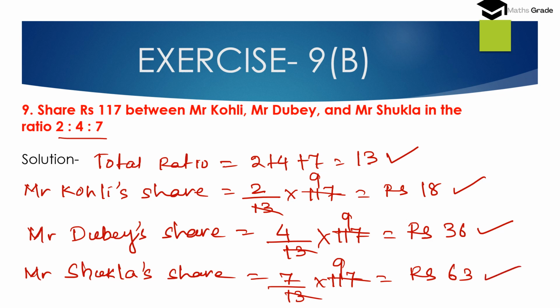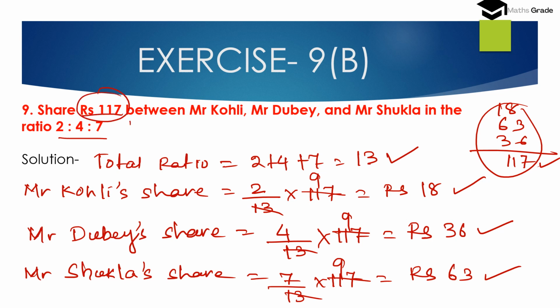So Mr. Kohli's share is 18 rupees, Mr. Dubey's share is 36 rupees, and Mr. Shukla's share is 63 rupees. If we add all these shares, 18 rupees, 36 rupees, 63 rupees, that is 18, 63 and 36. 6 plus 3 is 9, 9 plus 8 is 17, 1, 1 plus 1 is 2, 2 plus 6 is 8, 8 plus 3 is 11. We get 117 rupees, which is equal to the total amount. So our answer is correct.